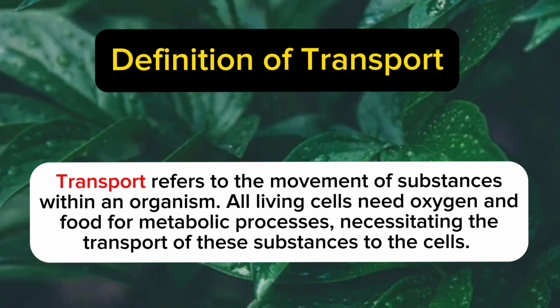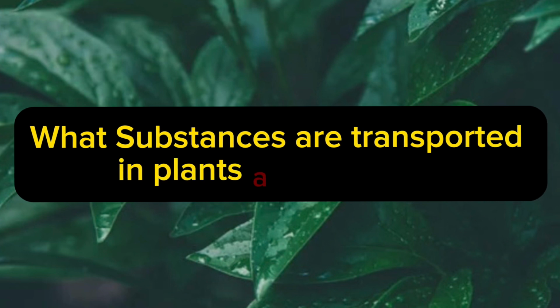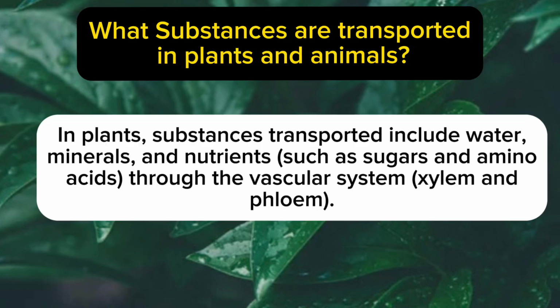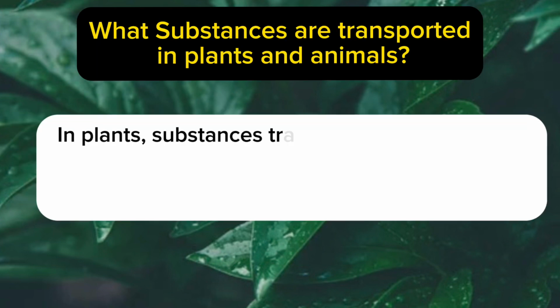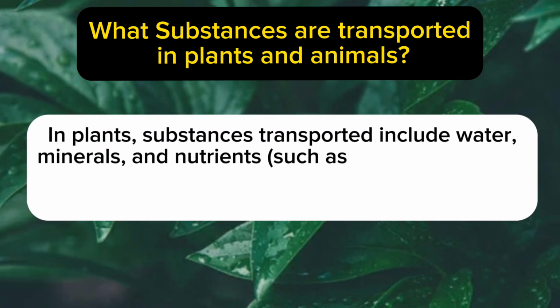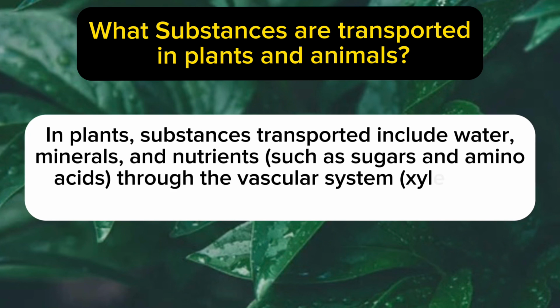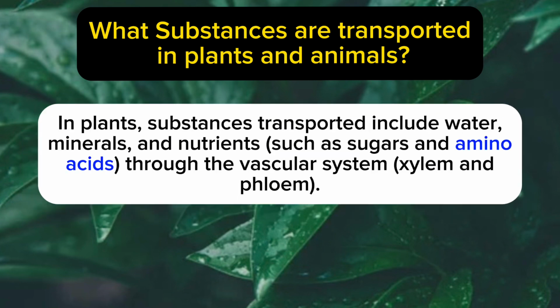Next, let's check what substances are transported in plants and animals. In plants, substances transported include water, minerals, and nutrients such as sugars and amino acids through the vascular system, which are xylem and phloem. So those are the substances transported in plants. Take very good care of that.